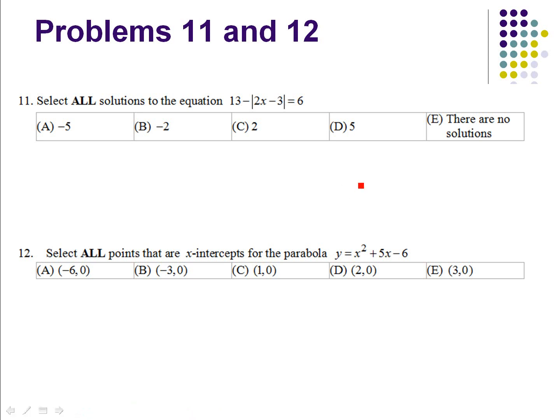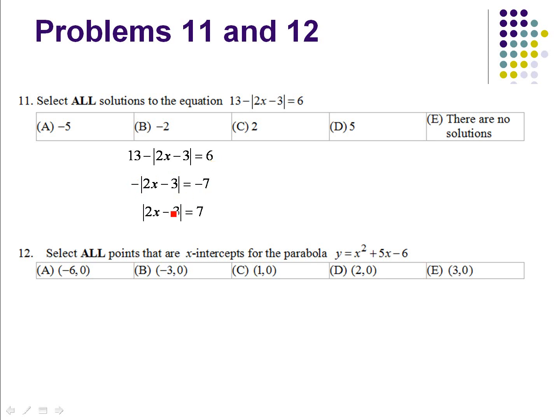Okay, these are working with problems 11 and 12, and we're going to go 11 to 20 on this video. Solving this equation right here, I've got to get the absolute value by itself. So my first step is I'm going to subtract 13 from both sides. Then I got to get the absolute value by itself, so I got to get rid of the negative in front, so I'm going to divide by -1.